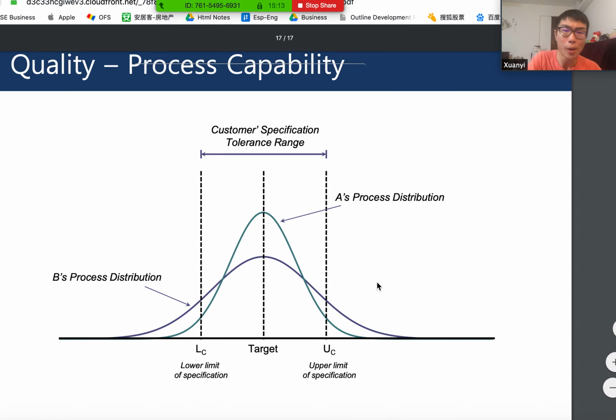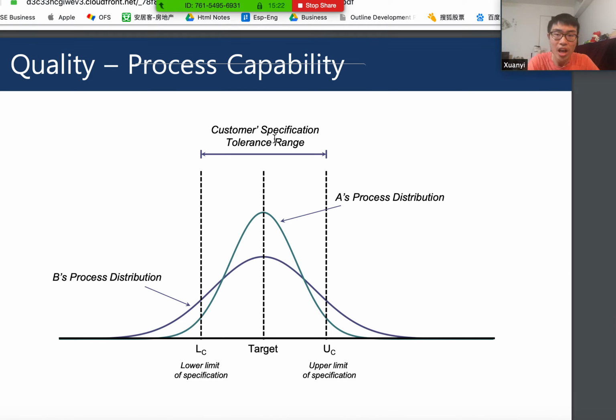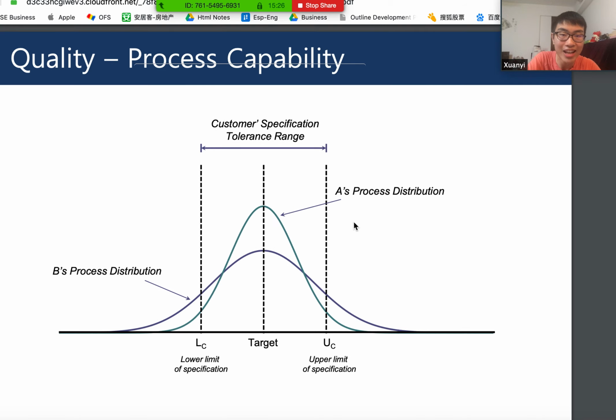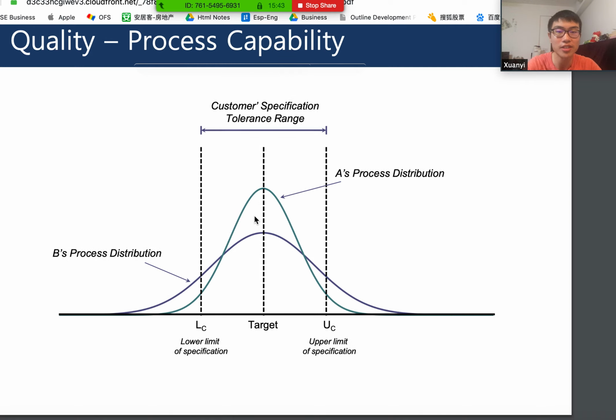And lastly, how about process capability? So customer specifications usually have a tolerance range. I would say it depends, but usually there is a certain tolerance range. For example, if we compare company A and B, company A is right here with its process distribution, which is closer to the mean I mentioned before, with a lower standard deviation. Company B has a process distribution quite far away relative to A, far from the mean, so there's a higher standard deviation.